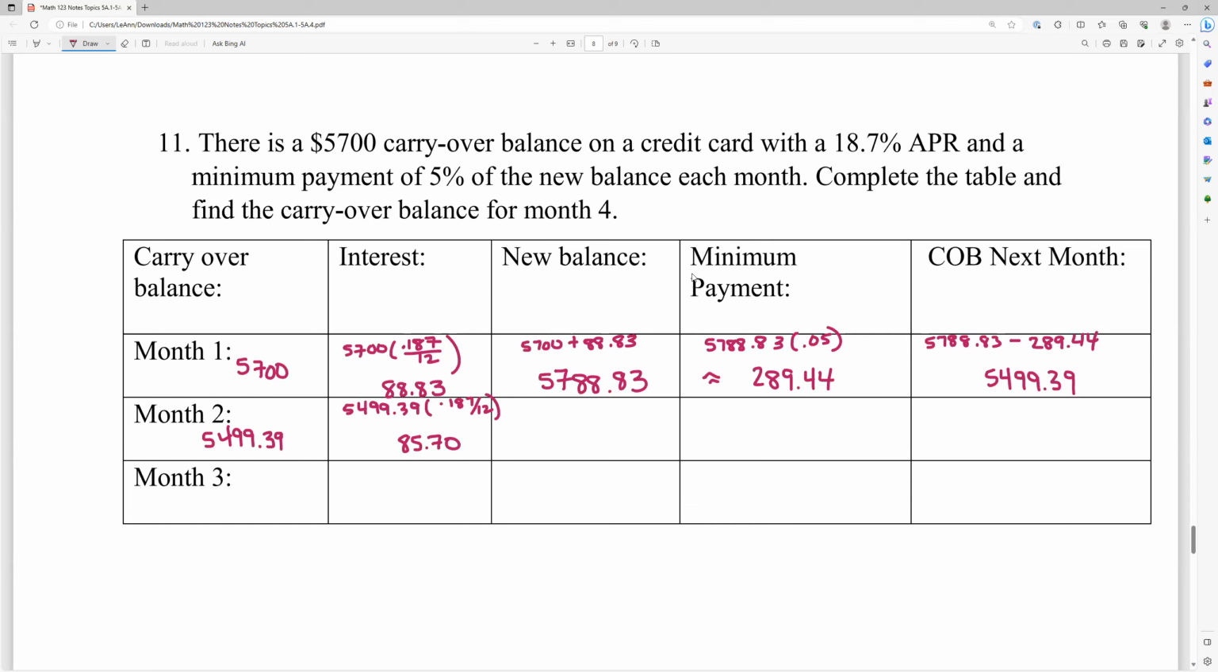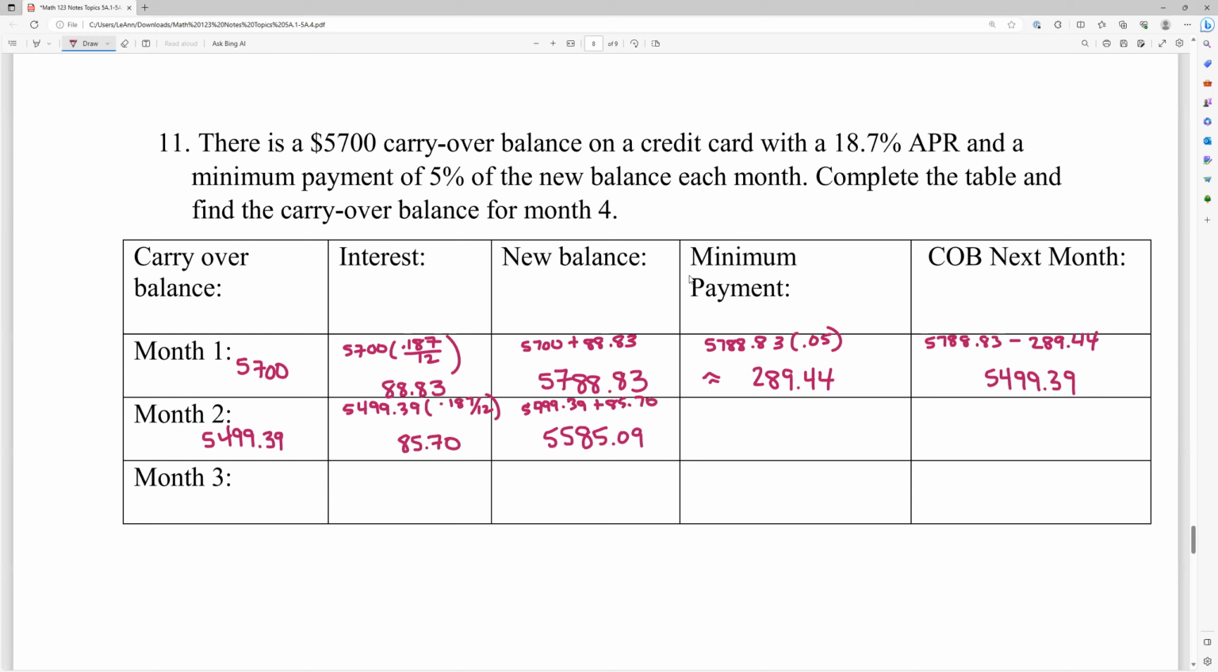Add that to that carryover balance. So $85.70 plus 5,499.39. So that's 5,585.09. It's hard to memorize and write that. So we found that, remember, by adding the previous carryover balance plus the interest fee, I should say.